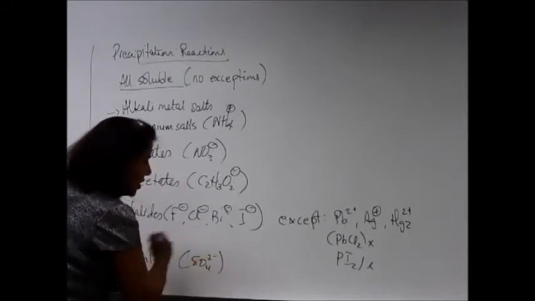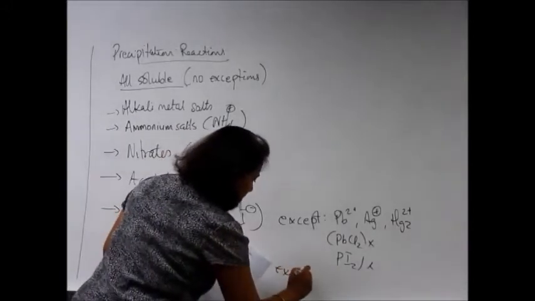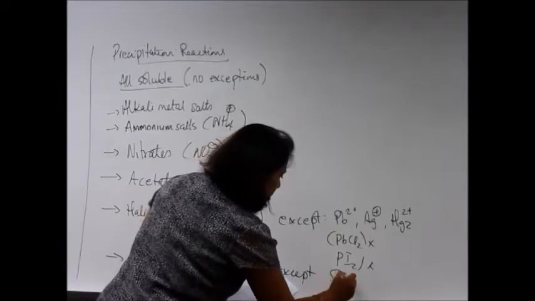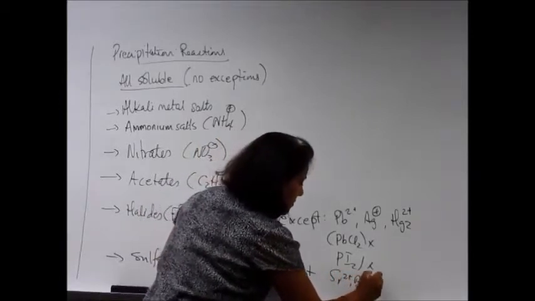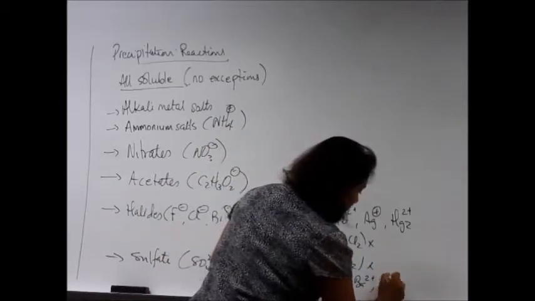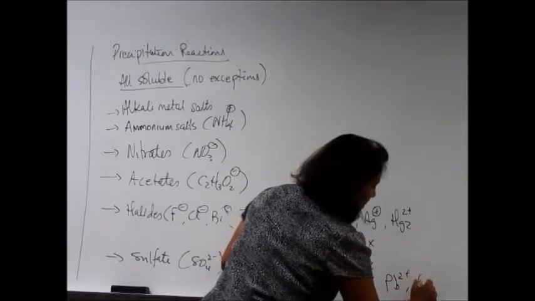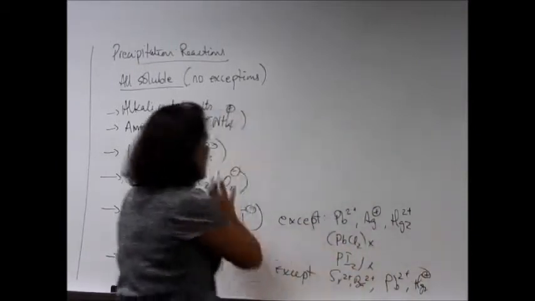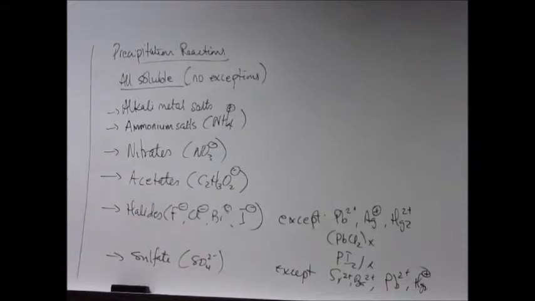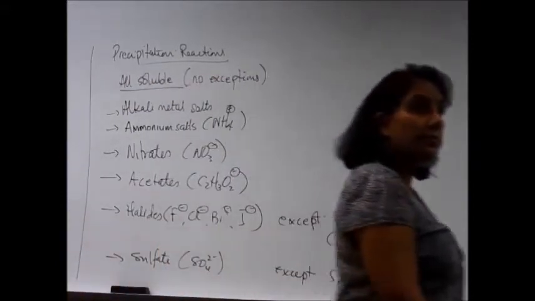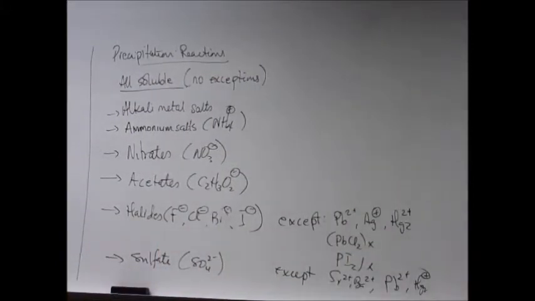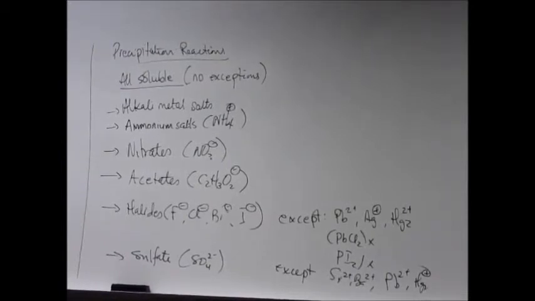SO4. These are usually all soluble except strontium, barium, lead, and mercury. That's it for the exceptions for solubility. So now it's the other way around. It says Ca and Ag as well. So silver and calcium are also exceptions for sulfates. Okay, good. Let me write that too.